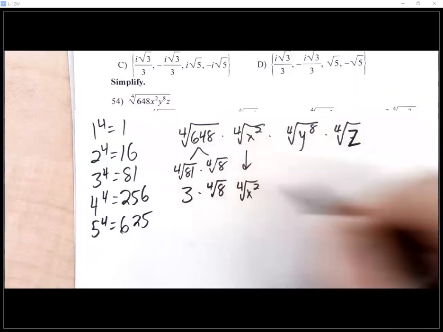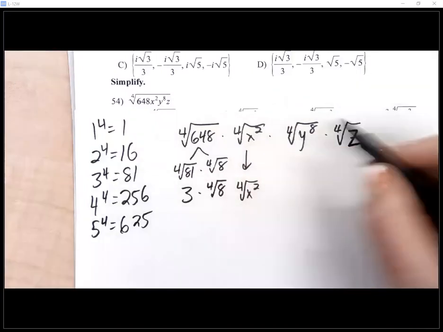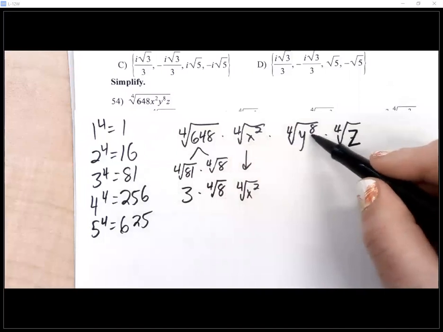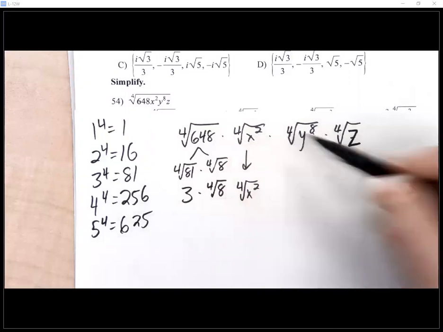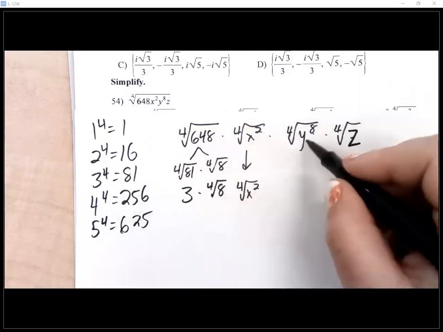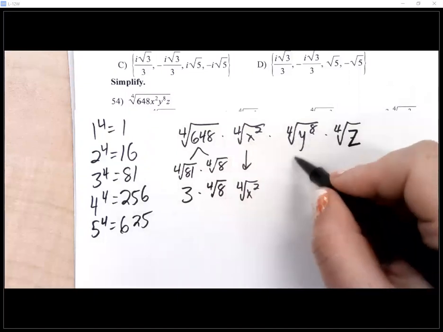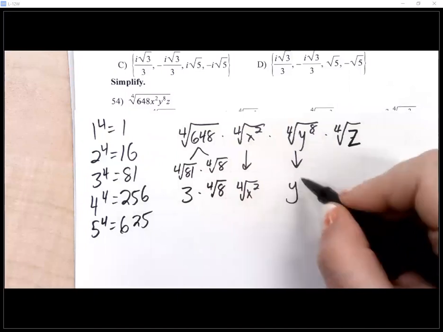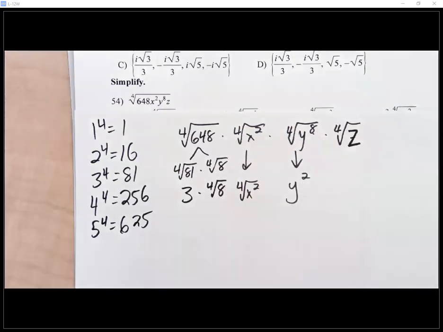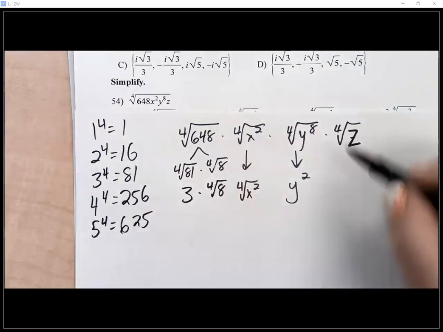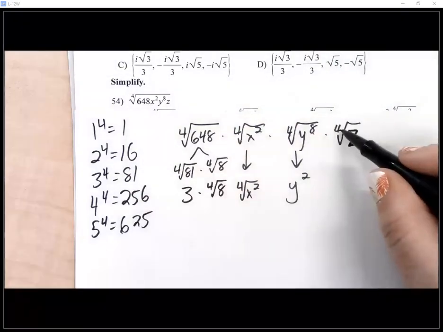However, when I get to this one, 8 is obviously bigger than 4. Remember, you're just dividing. I'm just going to do 8 divided by 4. So when you take the fourth root of y to the eighth, it's literally just y squared. That's it. This one here, the exponent is smaller than the index, so I just leave it as the fourth root of z.